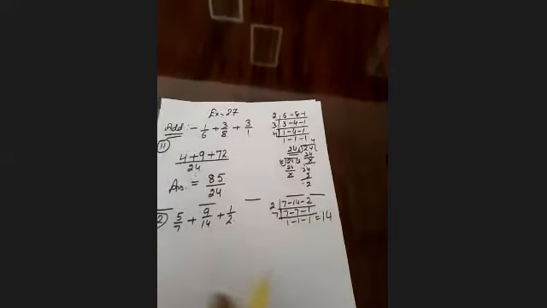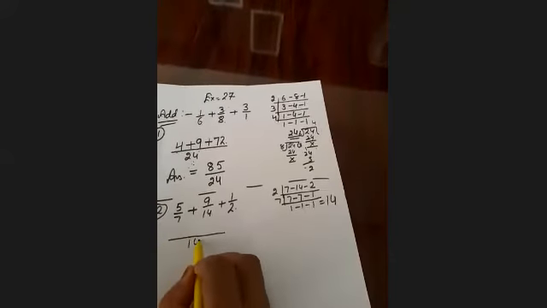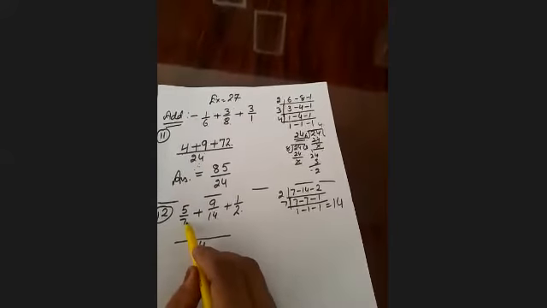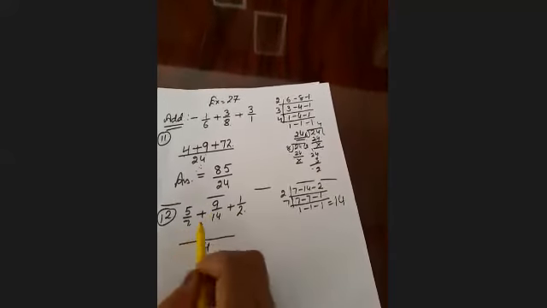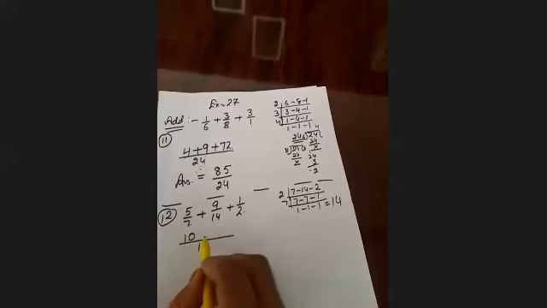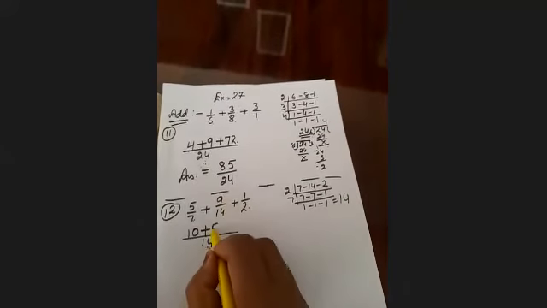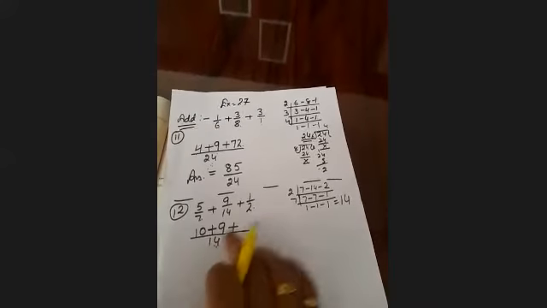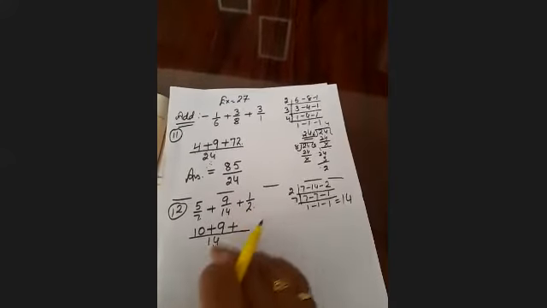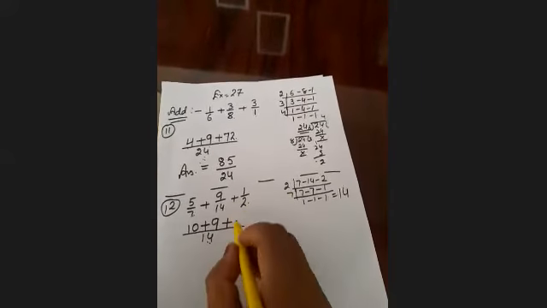LCM is 14. So write here 14. 14 divided by 7, 7, 2 are 14, and 2 multiplied by 5, 10. 14 divided by 14, 1, and 1 multiplied by 9 is 9. 14 divided by 2 is 7, 7 multiplied by 1, 7.